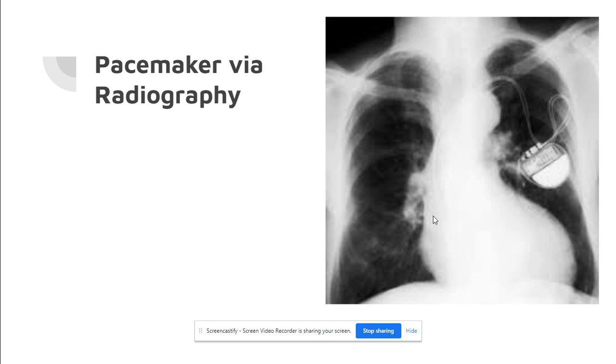Here is a pacemaker shown on an X-ray or radiograph, and it is shown in the left chest, and it would be just underneath the skin, but they usually take an X-ray after placement to make sure that the lead wires and everything are exactly where they think they are.